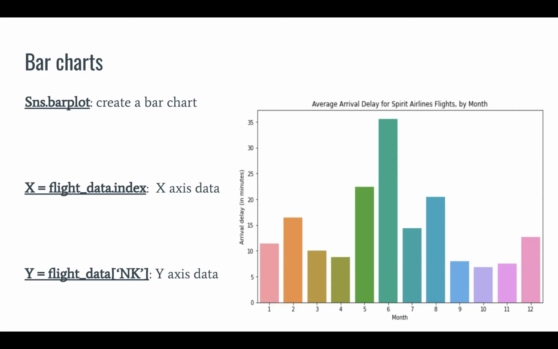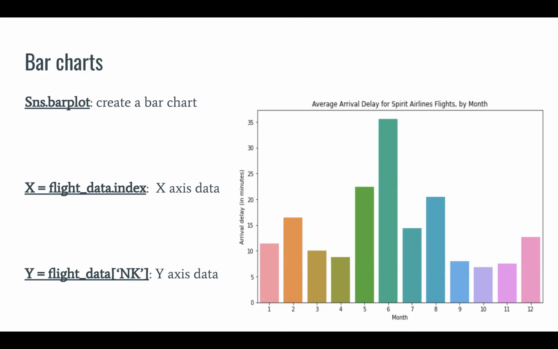And for x equal flight data index, this determines what to use on the horizontal axis. So in this case, we have selected the column that indexes the rows. In this case, the column containing the month, y equals flight data nk. This sets the column in the data that will be used to determine the height of each bar. In this case, we select the nk column.